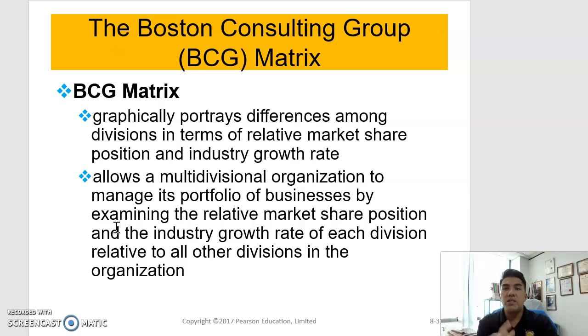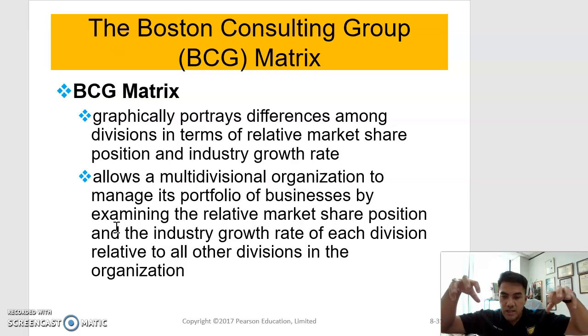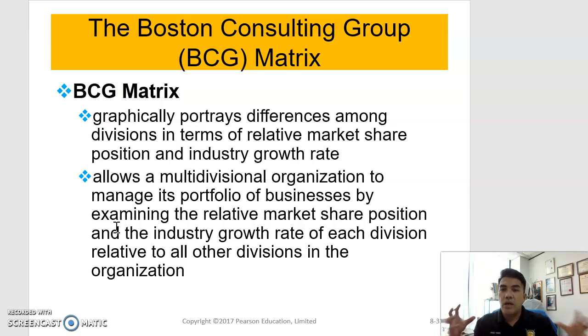But when we talk about BCG, usually it is about one particular company and its different divisions, meaning that if that particular company has many different products or many different ventures, they can use this BCG matrix to identify and portray the differences between their relative market share as well as industry growth rate. Because different products might have a different market share, and the industry might be producing a different growth rate according to one another.